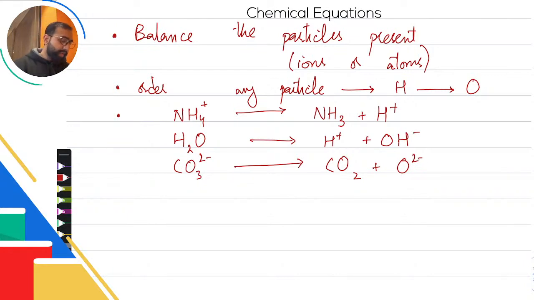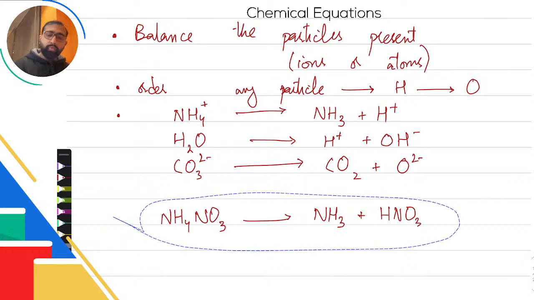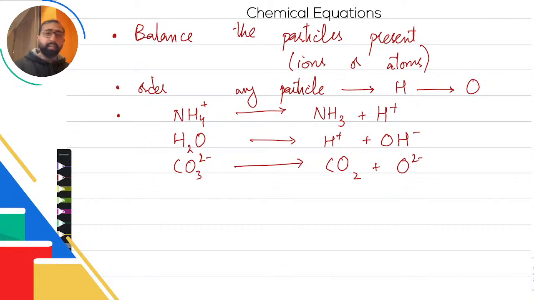For example, if I have ammonium nitrate, then I can think of it as ammonia and HNO3, because this H and that nitrate ion, they work together, and I'm able to figure out the balancing from over there. So if you understand how ammonia works or ammonium works, then you will obviously understand the balancing. It won't be that difficult for you.